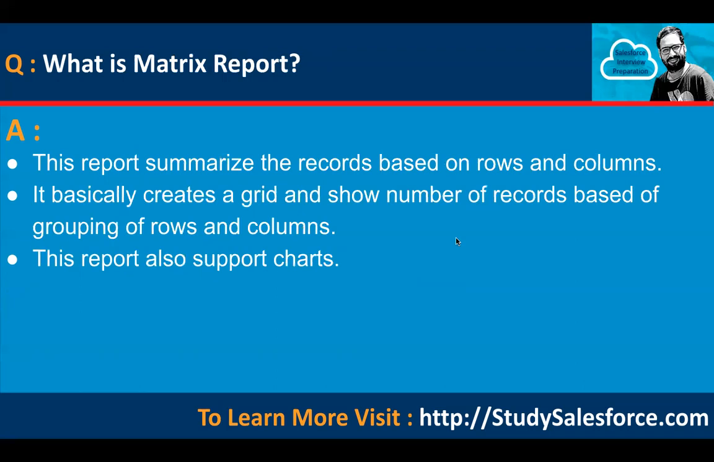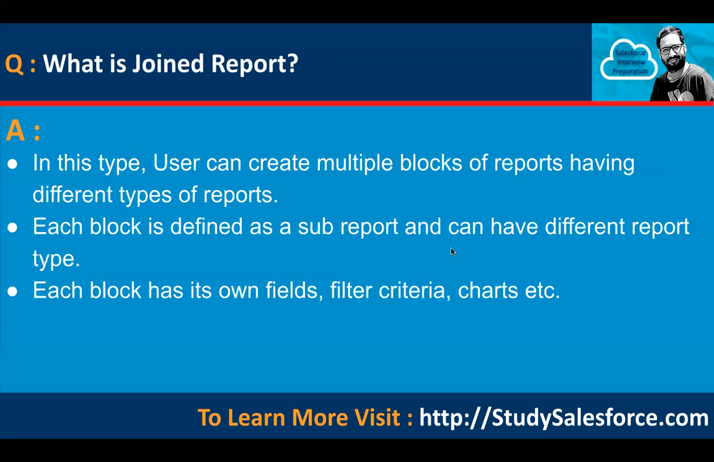What is a matrix report? This report summarizes the records based on rows and columns. So we can group the records on rows and columns. For the row view, you can select a particular field, and for the column, you can select another field. So it basically creates a grid and shows the number of records based on the grouping of rows and columns. This report also supports charts. So for a tabular report, you won't be able to create a chart, but for summary and matrix reports, you can create charts.